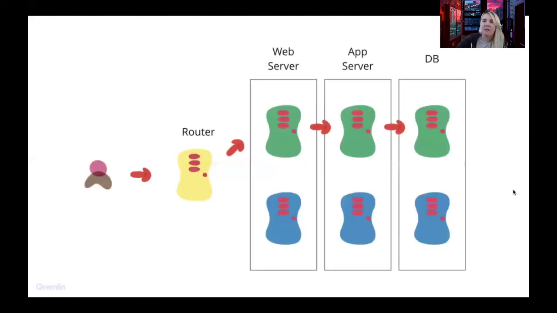Here's a really nice diagram that I like, actually from Martin Fowler. So he has the user, the router, then we've got the web server, the app server, and the database. And there's the green versions and there's a blue version. And you switch and show one of those, either the green or the blue, based on what you want to do at that time.